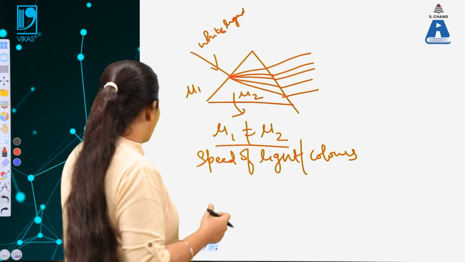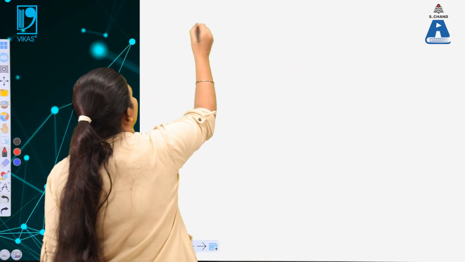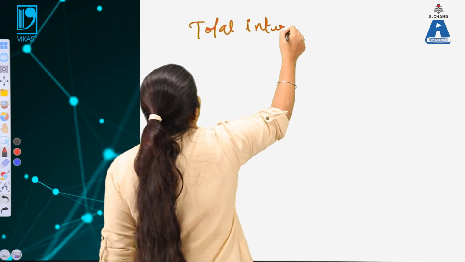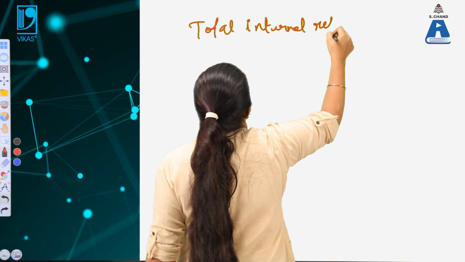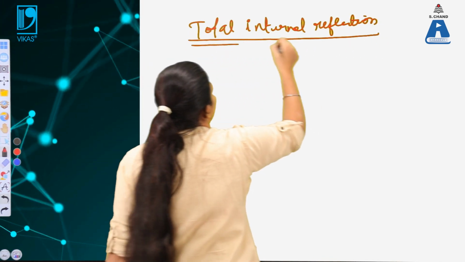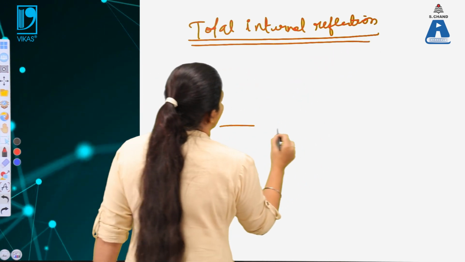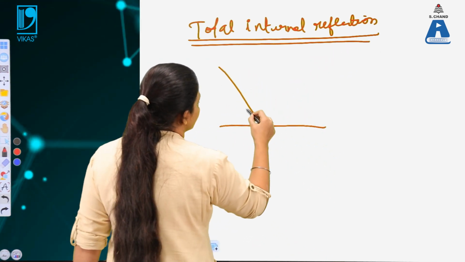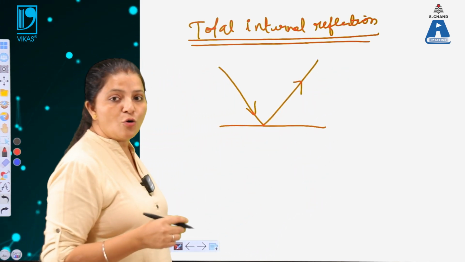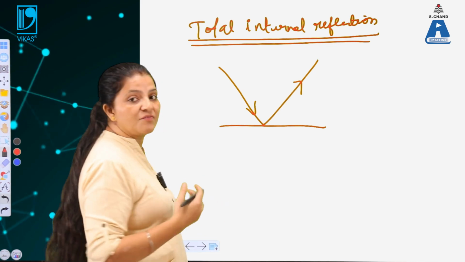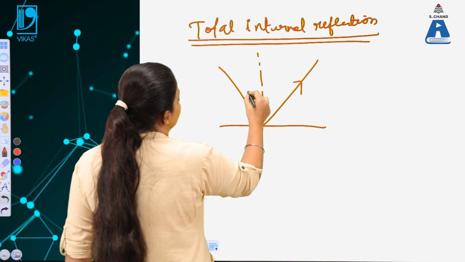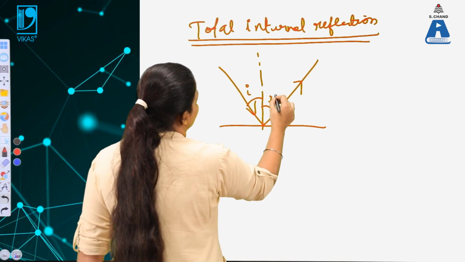Now, what is total internal reflection? How can we calculate it, and what is the phenomenon behind it? Total internal reflection is what happens when light is incident on some medium and is totally reflected back. No light is transmitted or refracted. This happens when the angle of incidence I, and this is the angle of reflection R.